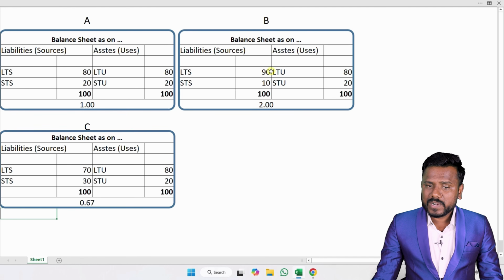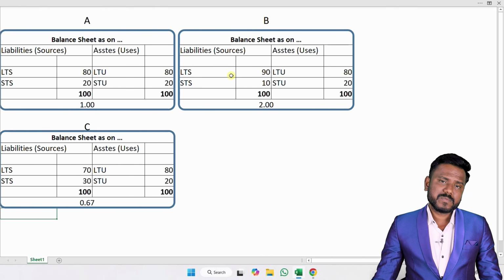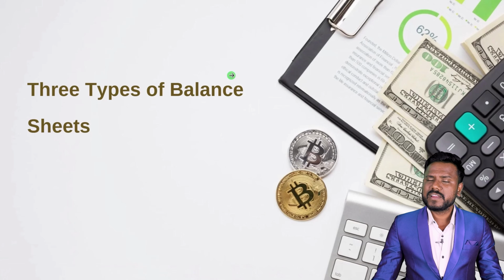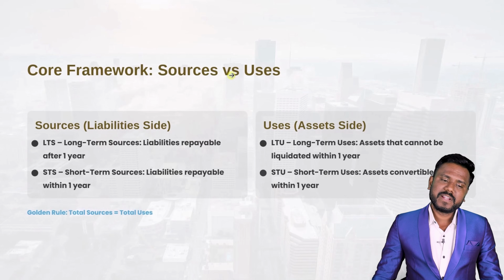So there can be only 3 types. Why are only 3 types of balance sheets possible? We will try to understand them in a cleaner process. So let's begin.